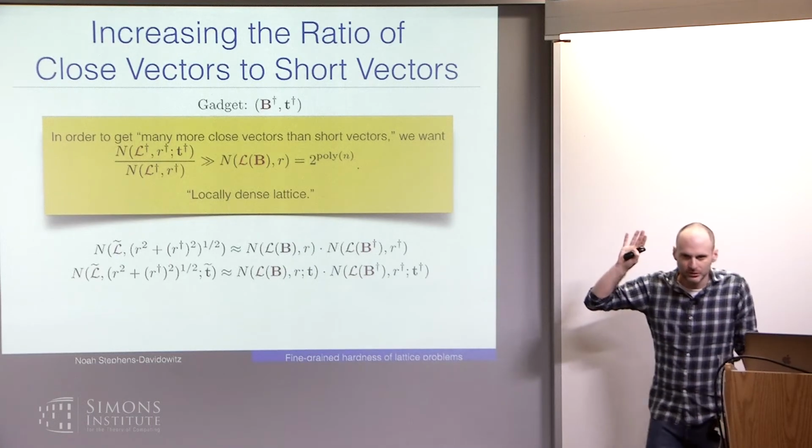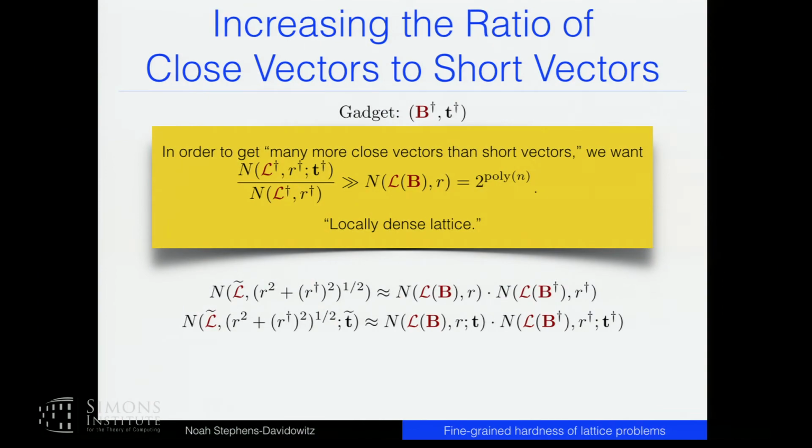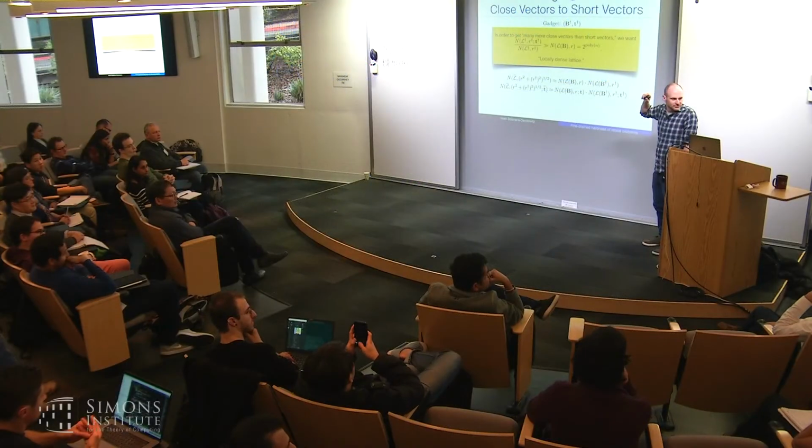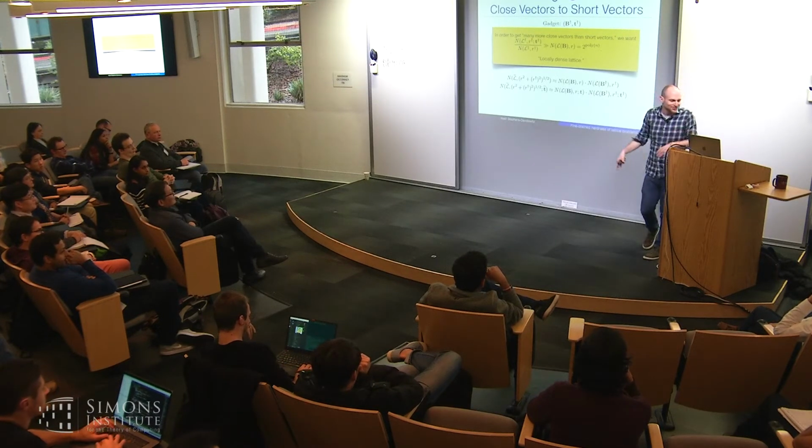Does everything check? Okay, suspicious. Yeah, it's backing bounds. You can come up with... yeah, this is true. You can bound the number of short vectors. Yeah, I'm just being lazy.